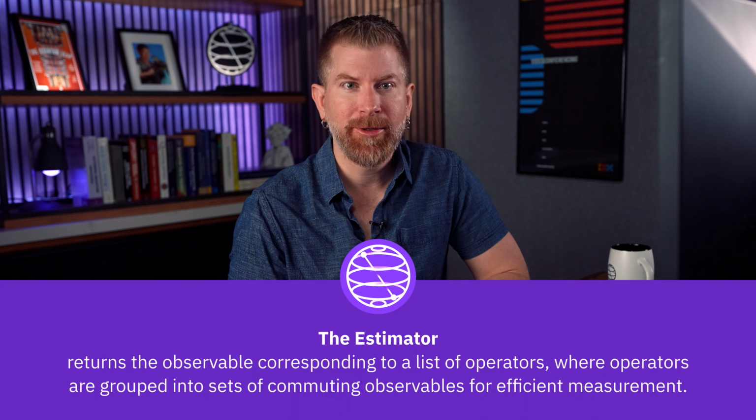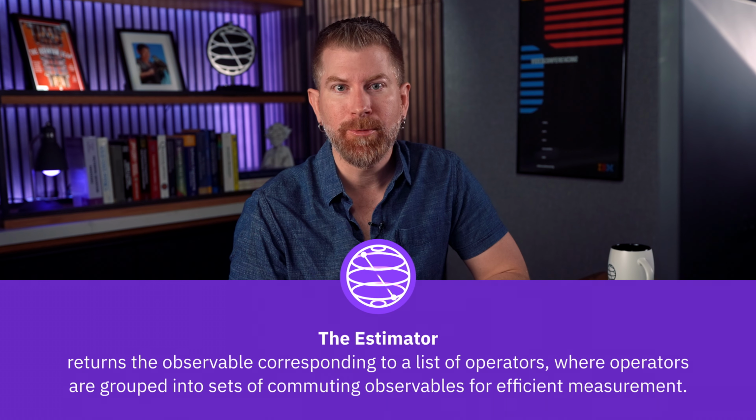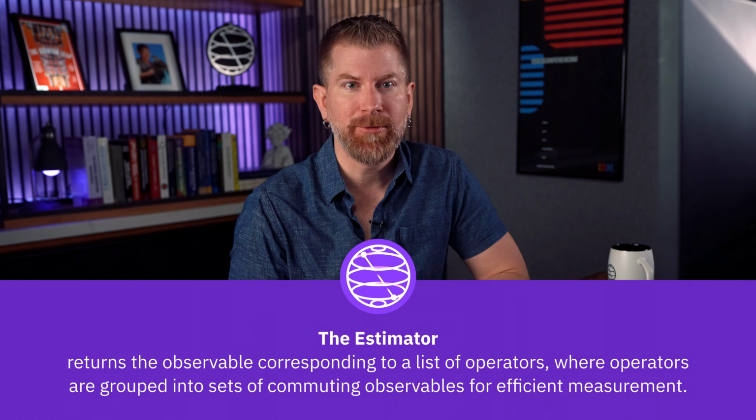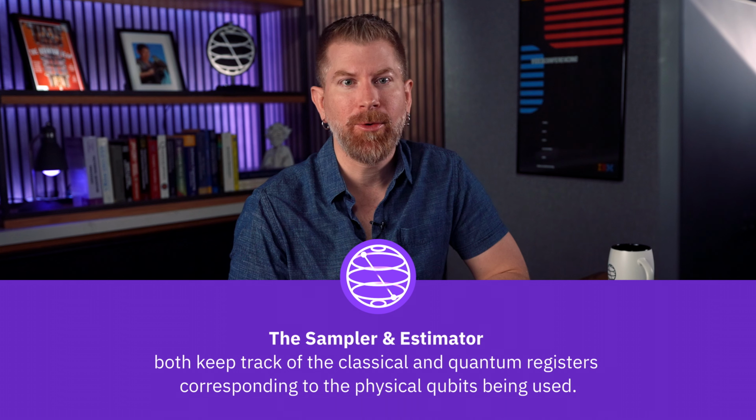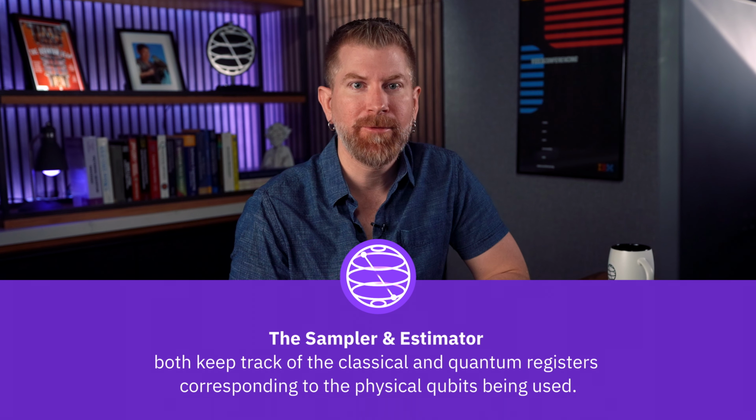And the estimator returns the observable corresponding to a list of operators, where operators are grouped into sets of commuting observables for efficient measurement. The estimator rotates the qubits corresponding to the correct bases for the measurement operators. The sampler and estimator both keep track of the classical and quantum registers corresponding to the physical qubits being used.